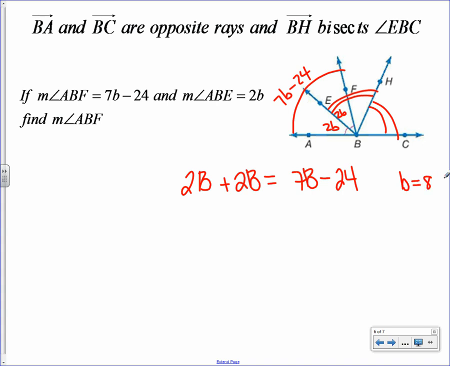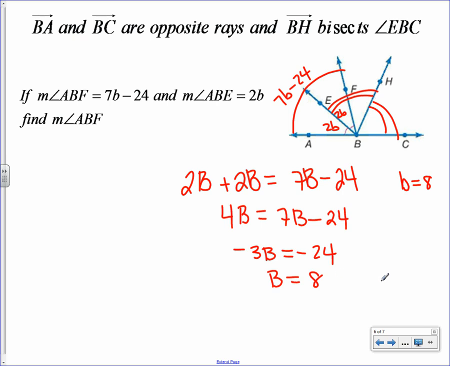It's okay. It's 8. I'm going to do it for you. That's obviously 4B equals 7B minus 24. Subtract the 7B from both sides and we get negative 3B equals negative 24. Divide by a negative and you get a positive. Is everybody okay? Is that what they asked us for? No, they asked us for ABF.